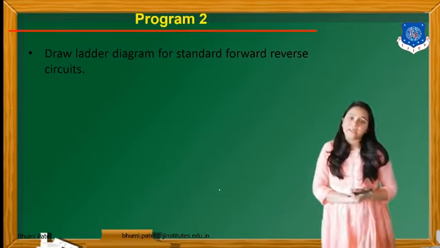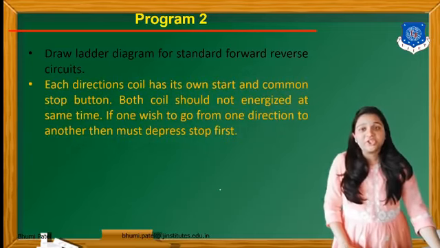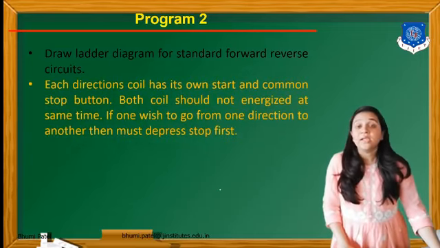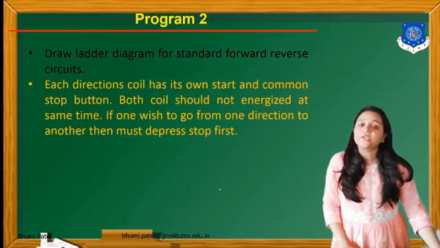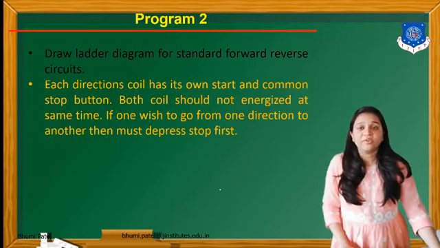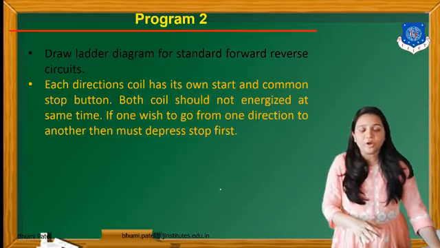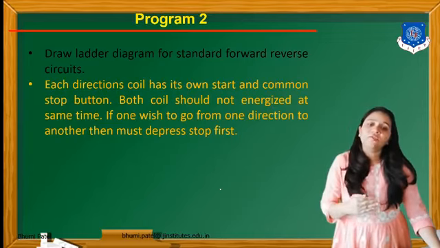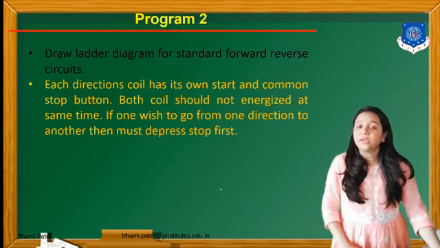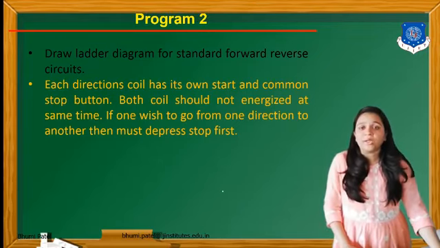Draw the ladder diagram for the standard forward reverse circuit. Each direction coil has its own start button and there is a common stop button. Both coils should not energize at the same time. That means if the motor is running in the reverse direction, the forward must be off, and if the motor is running in the forward direction, the reverse must be off. So if one wishes to go from one direction to another, one must depress stop first.